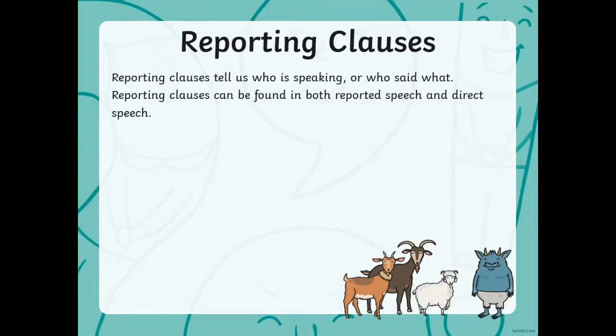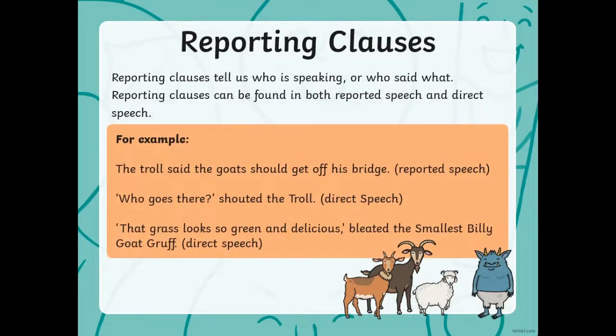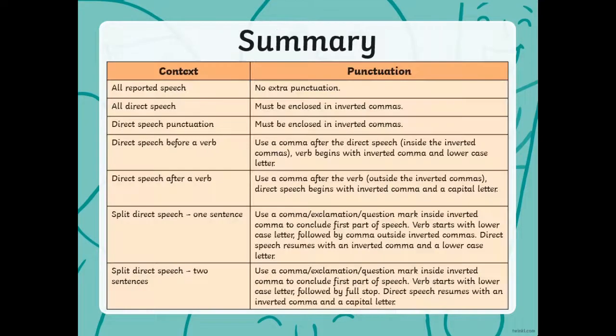Now, reporting clauses are the name for the end of it. So who is saying it? So shouted the troll, or the middle of it, bleated the smallest billy goat gruff. They're called reporting clauses. It just tells us who is saying what is in the direct speech. So there is a little reminder of everything that I have discussed here. It's telling us how to punctuate it.